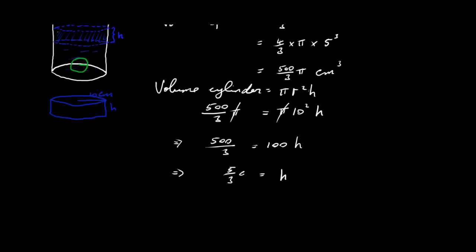Okay, and this is centimeters here. So the height that the water has actually risen is 5 over 3, 5 divided by 3, which is 1.6. If we wanted one decimal place, for example, h would be approximately equal to 1.7 centimeters. And that's really it. That's how you would work out the height here. Okay, let's have a look at another question.